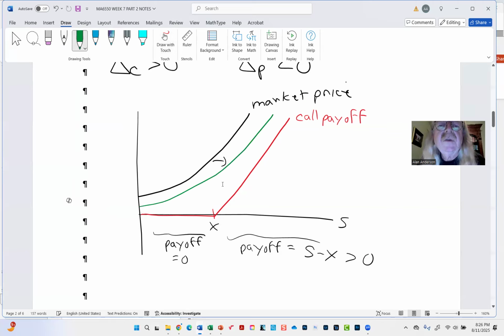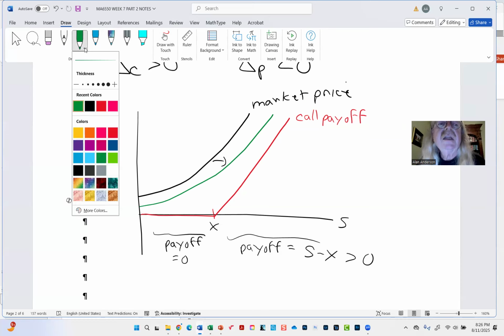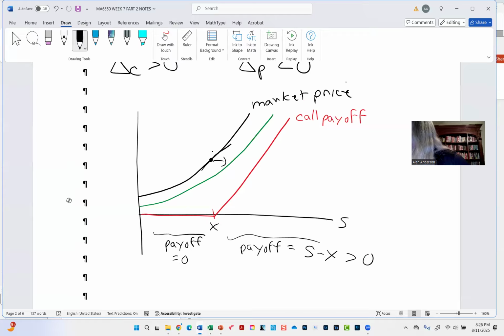Okay. So now what we're getting at here is that the delta is nothing but the slope of the tangent line of this market price curve.